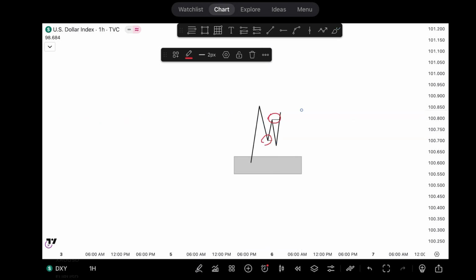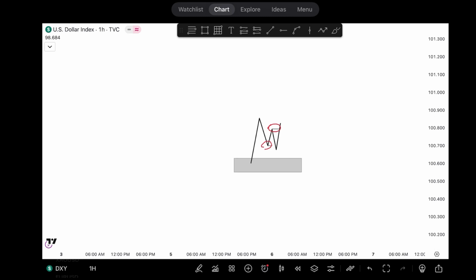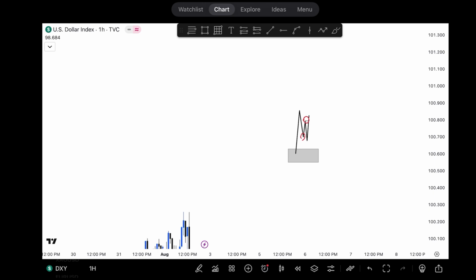So always take note of that. Price always has to take liquidity to the left before what? Before a break of structure. That is another thing we should always take note of, right? The first one, it must be unmitigated. The second one, price must take liquidity to the left before breaking structure.